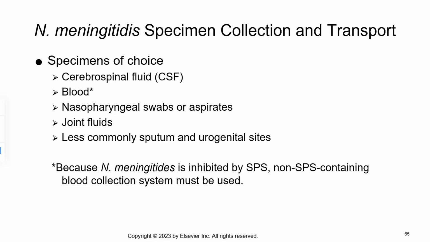Specimen collection and transport. Specimens of choice would be cerebrospinal fluid and blood. Because N. meningitidis is inhibited by SPS, you need to use a non-SPS containing blood collection system. Nasopharyngeal swabs or aspirates, joint fluids, and less commonly sputum and urogenital sites.